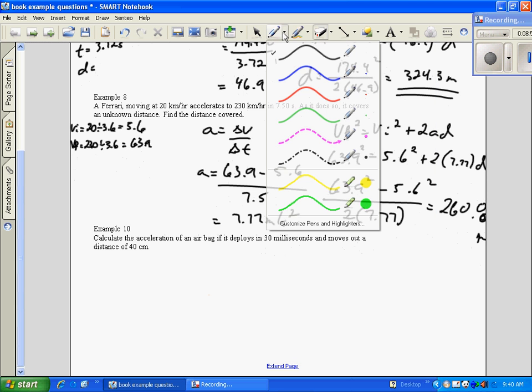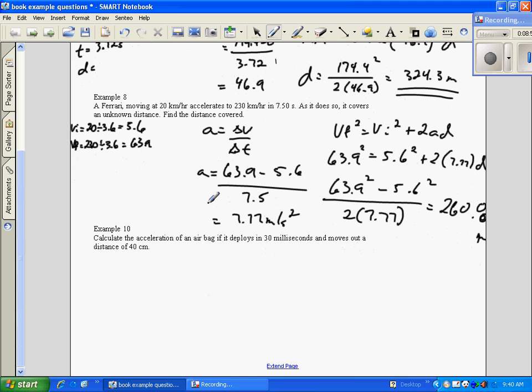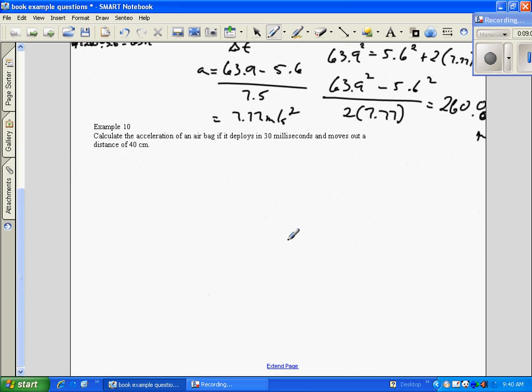Calculate the acceleration of an airbag if it deploys in 30 milliseconds and moves out a distance of 40 centimeters. Well, the first thing, if your time is 30 milliseconds, you divide by 1,000, so that's going to be 0.030 seconds. And your displacement, if it's 40 centimeters, becomes 0.4 meters, right? I can understand maybe not knowing the milliseconds, but the centimeters to meters you've got to know.